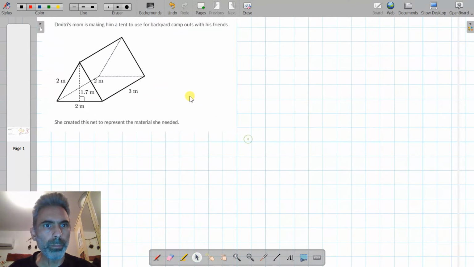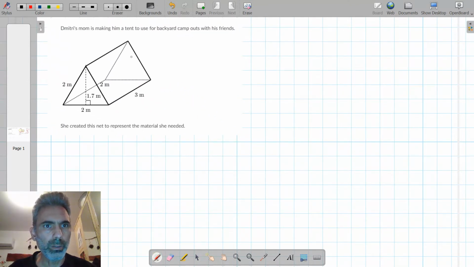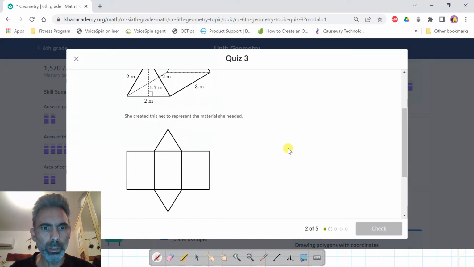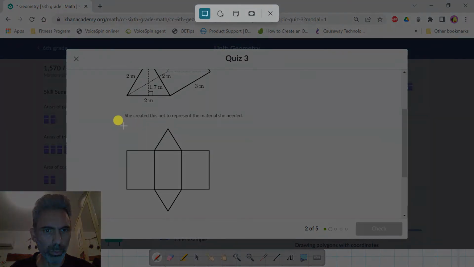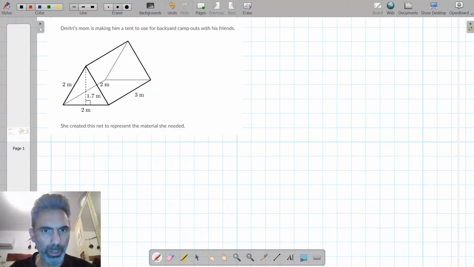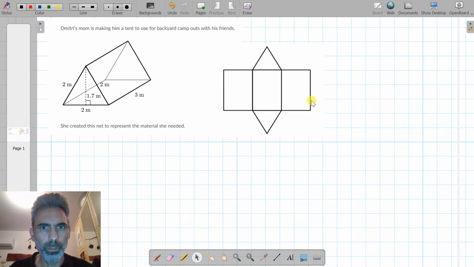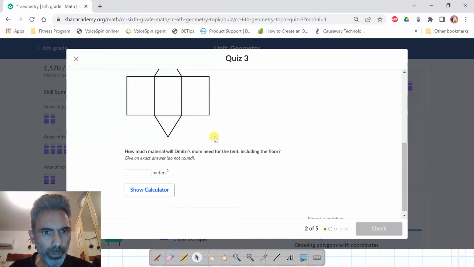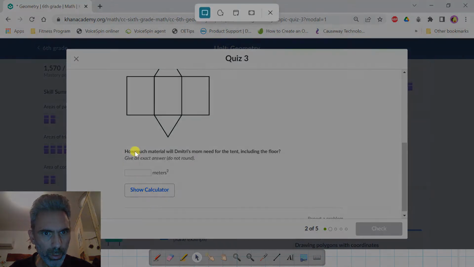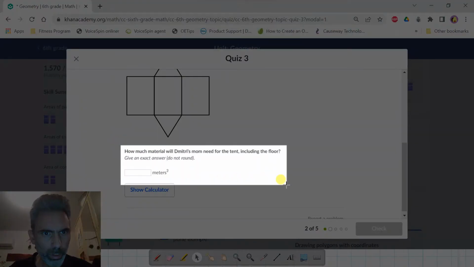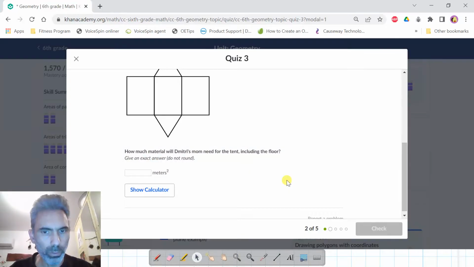Dimitri's mom is making him a tent to use for backyard campouts with his friends. She created this net to represent the material she needed. So this is the net that corresponds to the tent. How much material will Dimitri's mom need for the tent, including the floor?